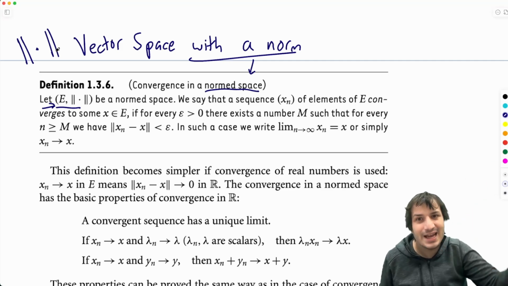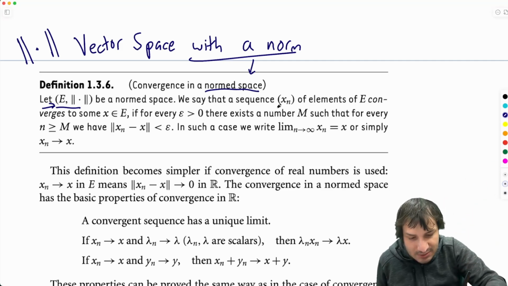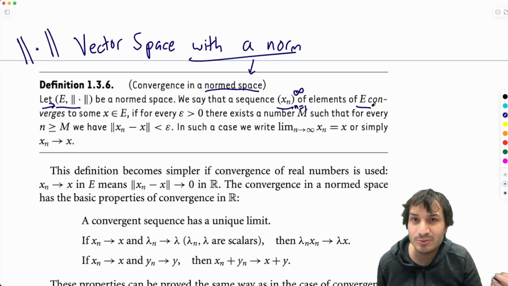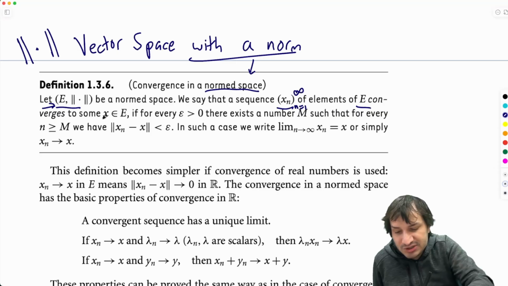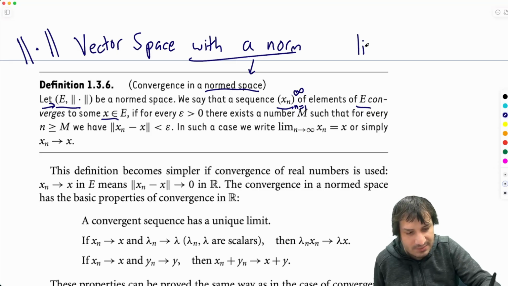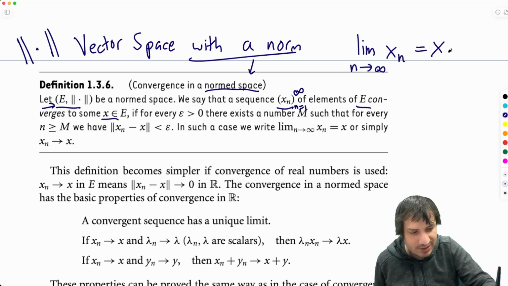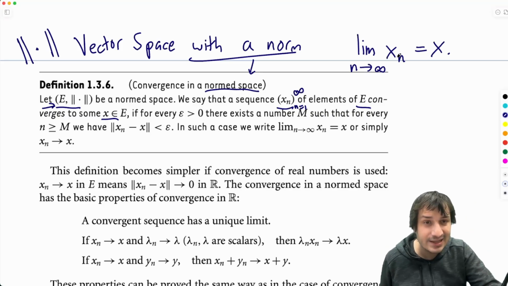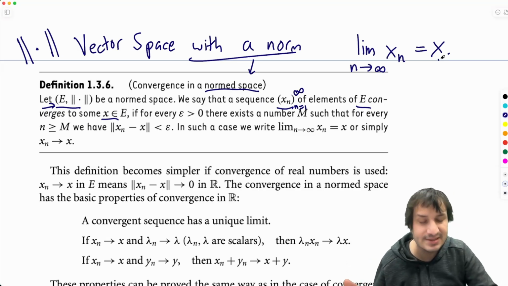You can apply it to any vector. And we have a sequence of elements, xn. N here goes from 1 to infinity. So a sequence of vectors labeled with x. It converges to some x. So we're saying, what does it mean for the limit as n goes to infinity of xn to equal x? What does that mean?